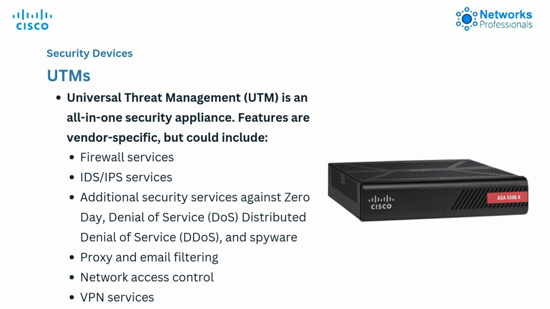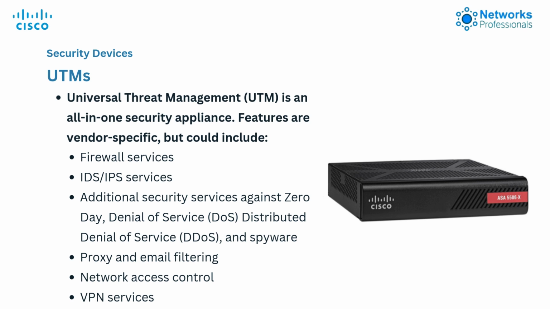IDS, IPS services, detects and prevents malicious activity in the network. Protection against threats includes defenses against zero-day attacks, denial of service, distributed denial of service attacks, and spyware. Proxy and email filtering filters web traffic and emails to block malicious content. Network access control manages who can access the network and enforces security policies. VPN services provides secure remote access to the network through a virtual private network.